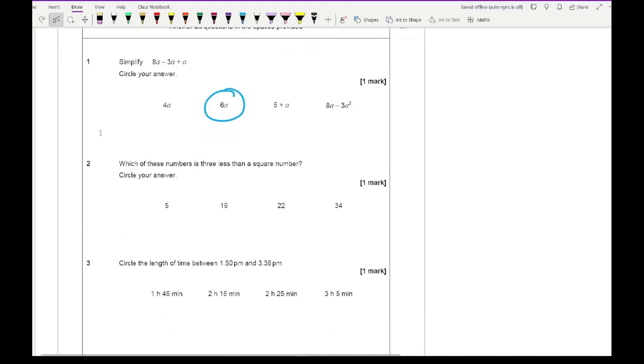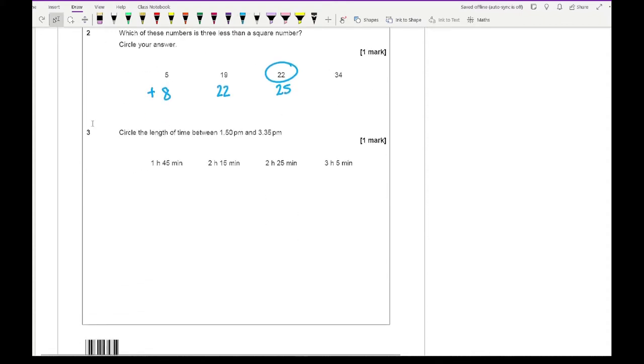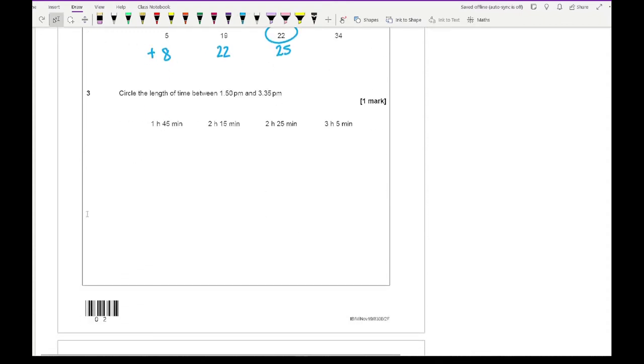Next one then says, which of these numbers is 3 less than a square number? So if we just basically add 3 to each of these numbers, we can see which one of these would produce a square number. So 5 plus 3 is 8, so that's not square. 19 plus 3 is 22, and that's not square. 22 plus 3 is 25, which is square, so there is our option, which is the correct option, which is 3.